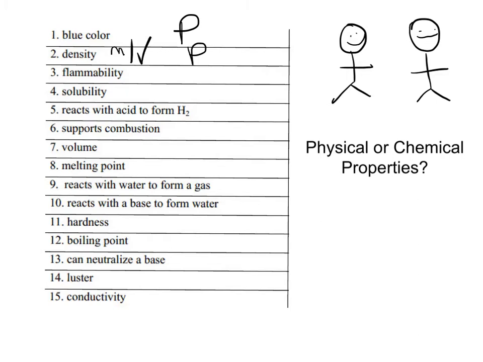Okay? Now, flammability is a little different. Flammability, like we talked about, is a chemical property. Because if you're going to set something on fire to see how well it burns, then that's a chemical change. And so it's a chemical property. You're changing the substance into another substance. When you're burning something, it's changing into something else. You can't ever get the original back.